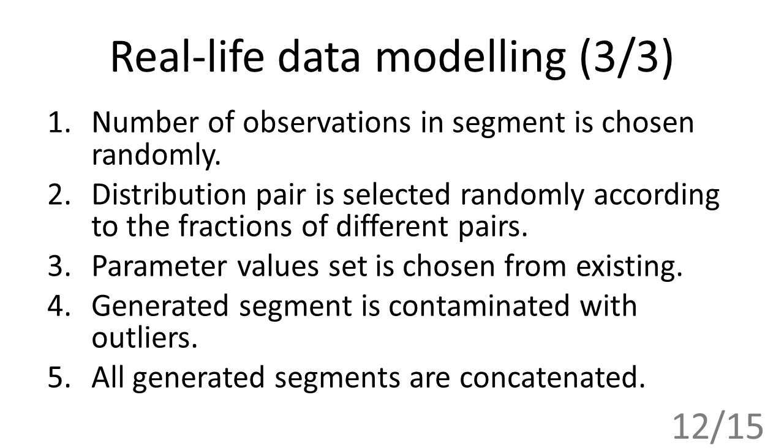which amount accounts to 2 to 3% of total amount of observations. As we have already mentioned, the outliers should have considerably different means and standard deviations. And finally, we have to concatenate all the generated segments.